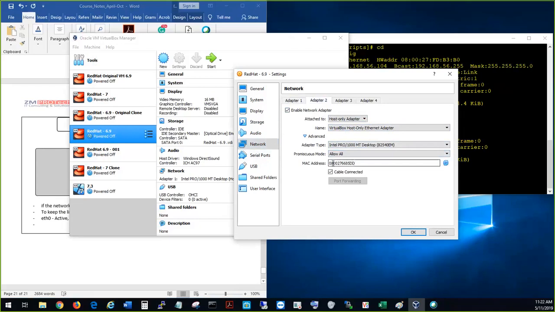And remember, this is a MAC address. This is the physical address of the network adapter. So this means a lot to the computer here, because if the MAC address changes, then you're changing the adapter itself.